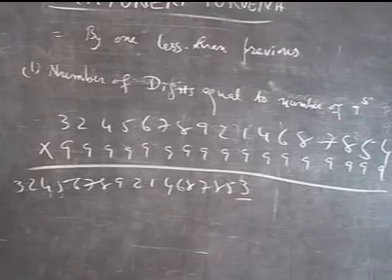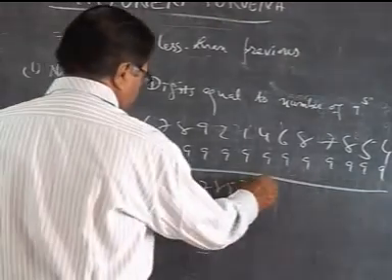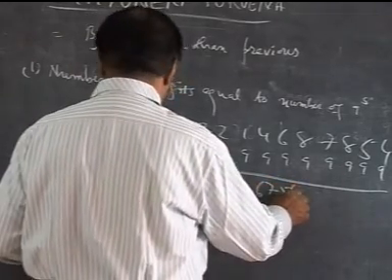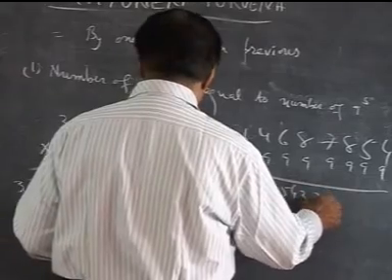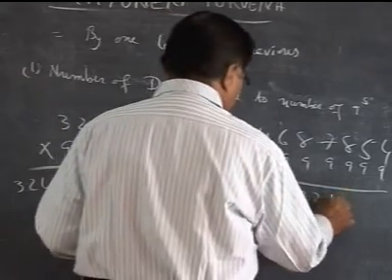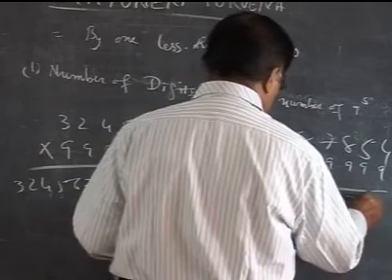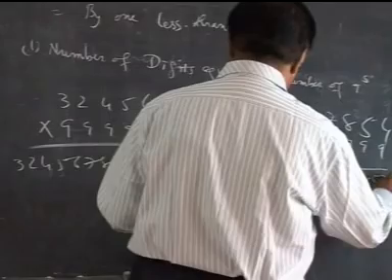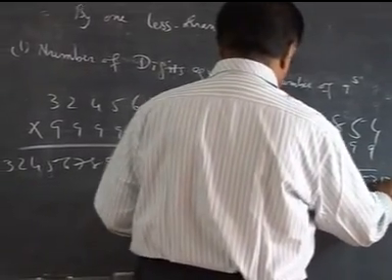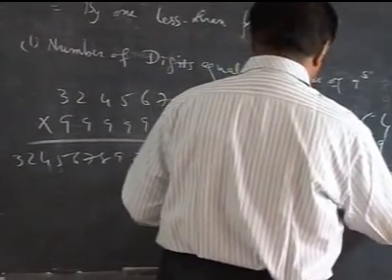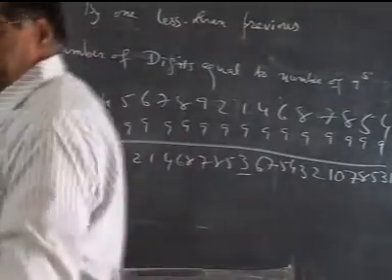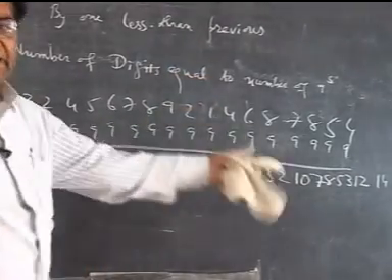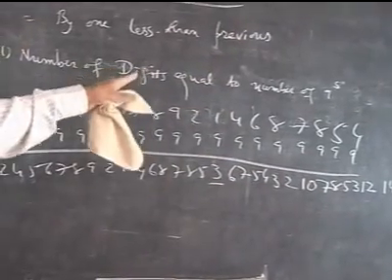Subtract each digit from 9. So 9 minus 3 is 6, 9 minus 2 is 7, 9 minus 4 is 5, 9 minus 5 is 4, 9 minus 6 is 3, 9 minus 7 is 2, 9 minus 8 is 1, 9 minus 9 is 0, 9 minus 2 is 7, 9 minus 1 is 8, 9 minus 4 is 5, 9 minus 6 is 3, 9 minus 8 is 1, 9 minus 7 is 2, 9 minus 8 is 1, 9 minus 5 is 4, 9 minus 3 is 6 is the answer. Big answer. Very big answer, but it takes half a minute only. If you understand it, it is very simple.